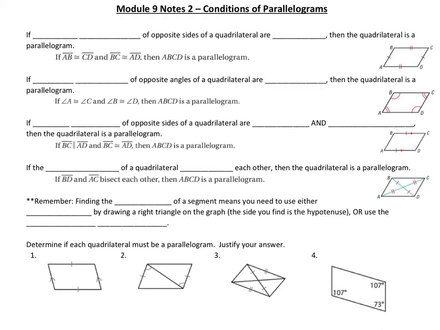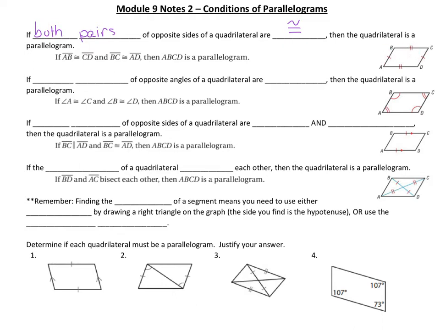So there's four reasons. The first is that if both pairs of opposite sides of a quadrilateral are congruent to each other, then that quadrilateral is a parallelogram. If you look at our picture over here on the far right, you can see that we have two pairs of opposite sides that are congruent to each other, then we know that this is a parallelogram.